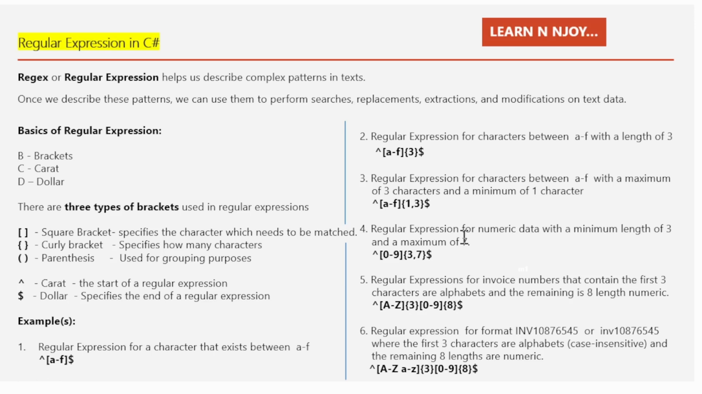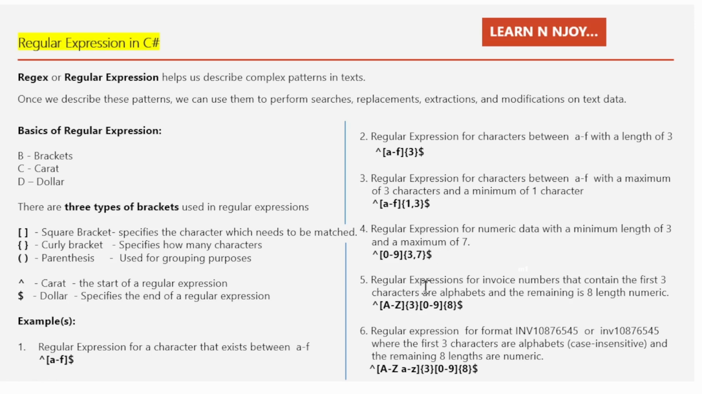Our regular expression would start with the caret sign, then we need to write 0 hyphen 9 in a square bracket, and then the curly bracket with the minimum length, which is 3 over here, comma 7. 7 is the maximum length over here. And it ends with the dollar sign. This is the regular expression for requirement number 4.